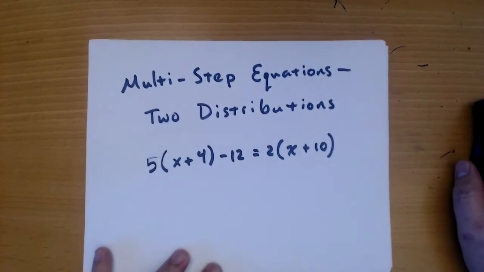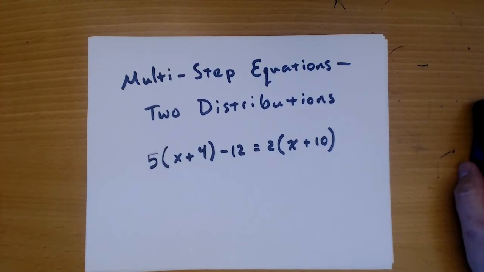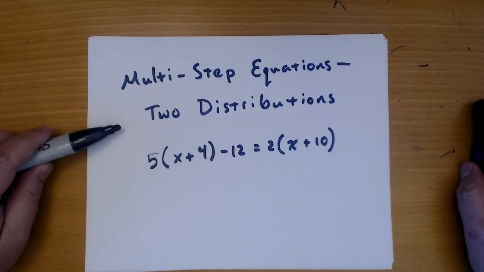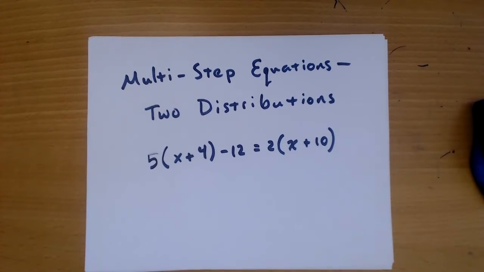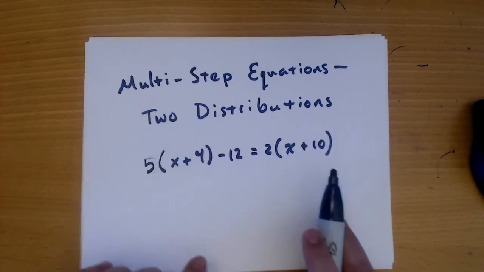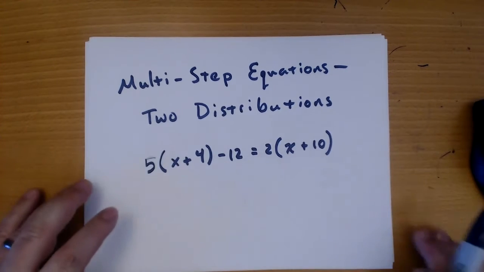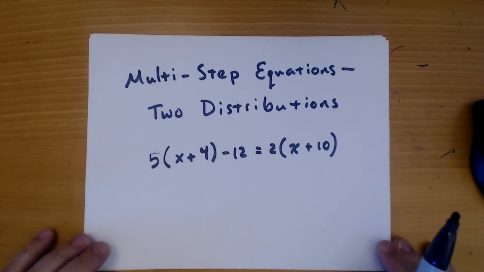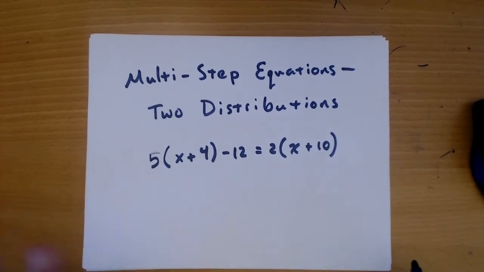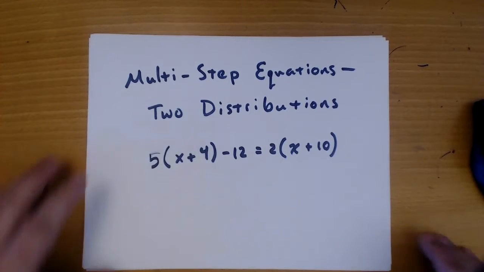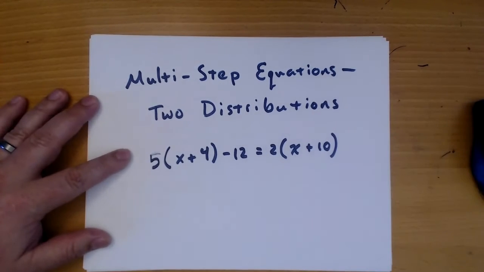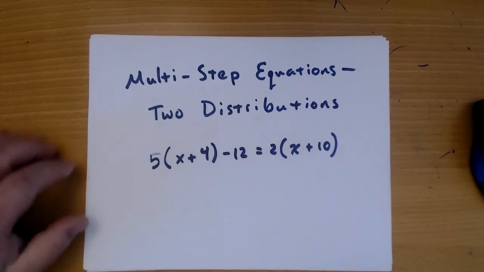Hello. Today we're going to be working on multi-step equations that have two distributions in them. Something that might look like this, where you've got a distribution and another distribution that you have to deal with. These aren't so bad. In fact, they can be solved in just 4 steps. Okay? So this might be a little different, but it always works. Now, let's do this example right here in 4 steps.